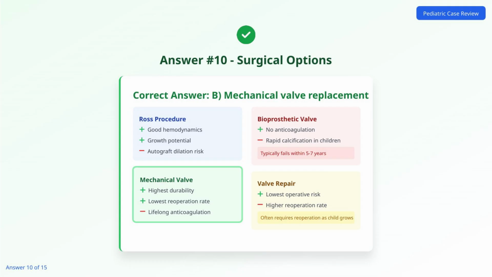Mechanical valves offer the greatest durability and lowest reoperation rate, but require lifelong anticoagulation. The Ross procedure, which uses the patient's pulmonary valve to replace the aortic valve, offers growth potential and avoids anticoagulation, but carries risk of both autograft and right-sided conduit failure over time. Bioprosthetic valves undergo accelerated calcification in children and typically fail within 5 to 7 years. Valve repair has the lowest initial surgical risk, but often requires reoperation as the child grows.